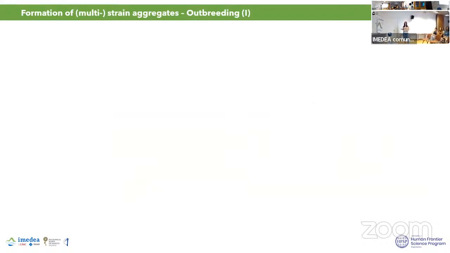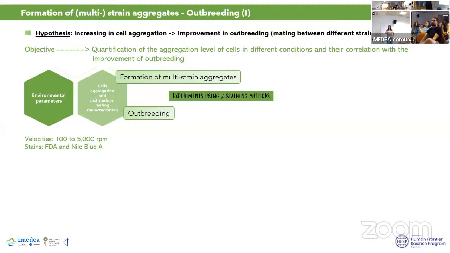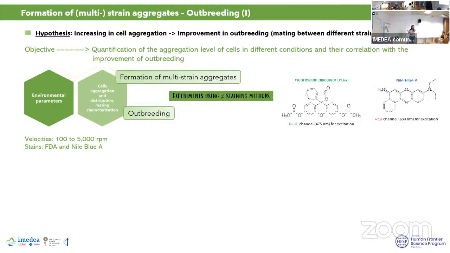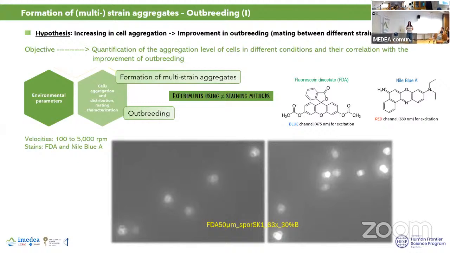Okay, final thing that I want to explain. I told you that if the cell aggregation is increasing, it could be an improvement in outbreeding, because they are close together, and then it's easy for them to mate. That's why we use different staining methods to check if the cells are close enough. In that case, we used two different staining methods using fluorescein diacetate and Nile blue. And we needed these stains to penetrate inside the ascus.